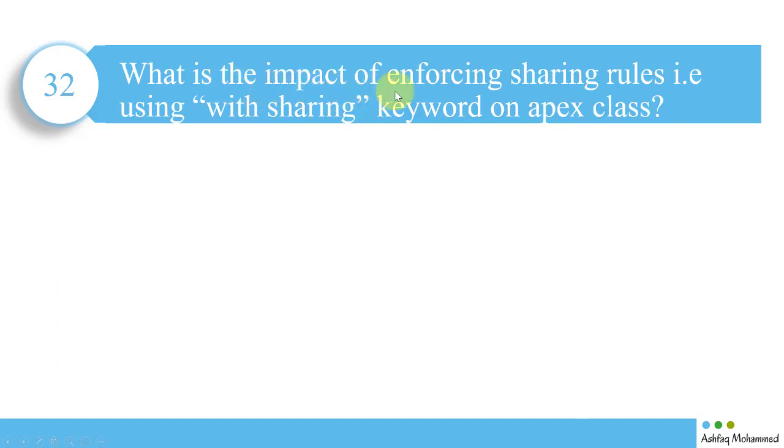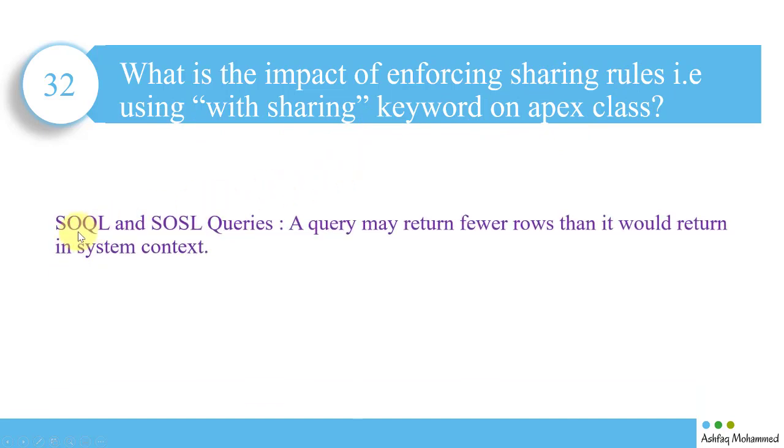What is the impact of enforcing sharing rules, that is, using the with sharing keyword, on Apex? What will happen? SOQL and SOSL queries will have some impact. So what is the impact? A query may return fewer rows than it would return in a system context.